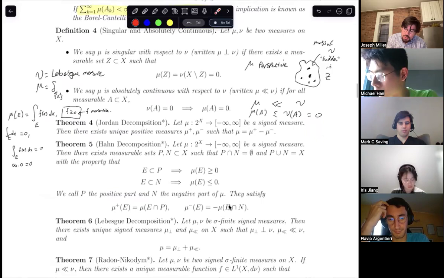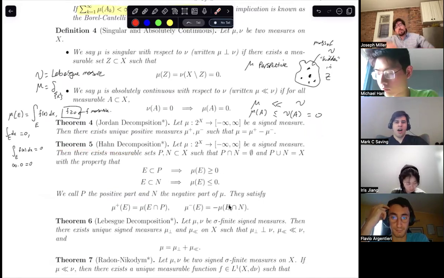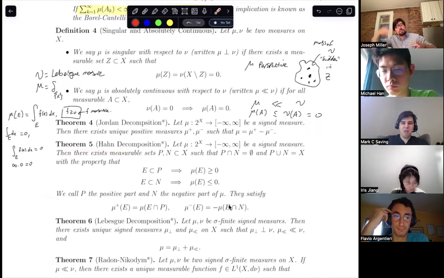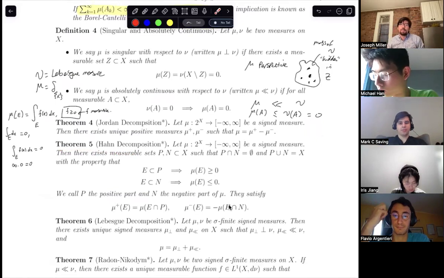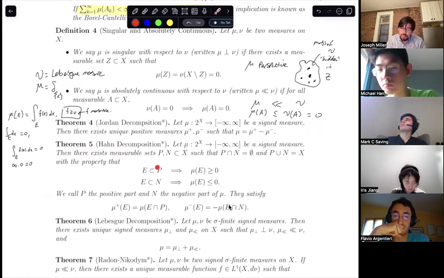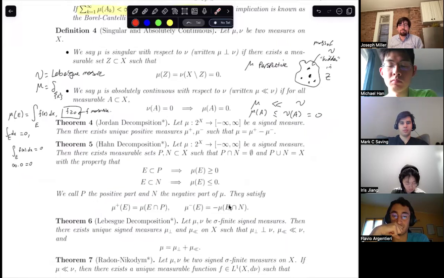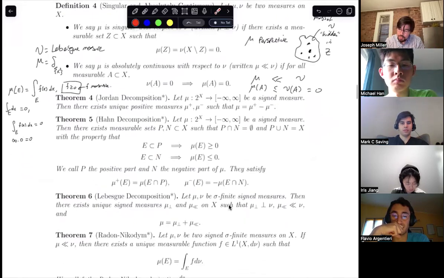Another nice, related decomposition is called the Hahn decomposition, which says that if you give me a signed measure, so it assigns positive mass to some regions and negative mass to others, then I can split the space into a set P where mu of E is positive, and a set N where mu of E is negative. So I can split positive and negative parts, and they're going to coincide with these mu plus and mu minus above.